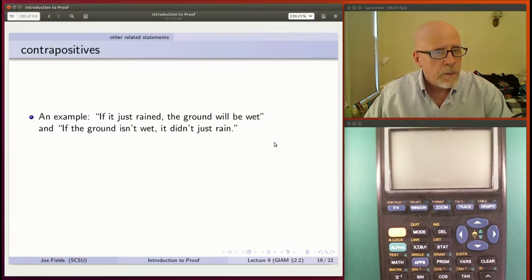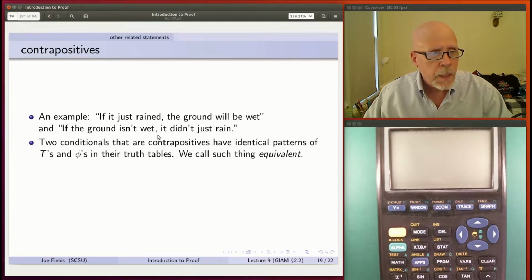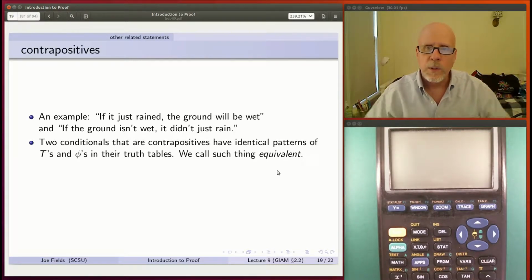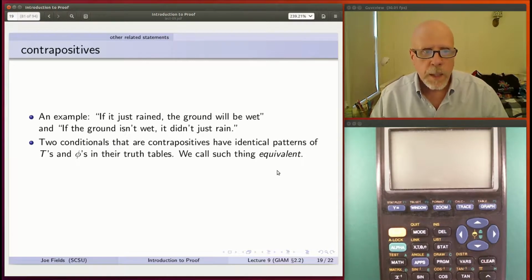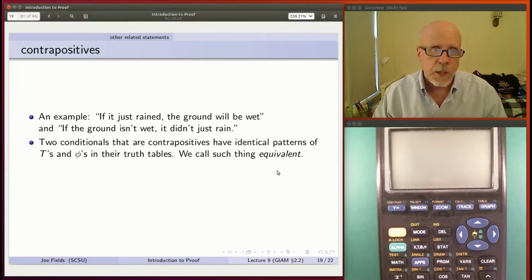An example of contrapositives from real life: if it just rained, the ground will be wet. And if the ground isn't wet, it didn't just rain. They actually contain the same content. 2 conditionals that are contrapositives have identical patterns of T's and F's in their truth tables. And when you see identical patterns, the same exact sequence of T's and F's down the column in a truth table, you say the things are equivalent. If you want a better phrase, you can say logically equivalent.